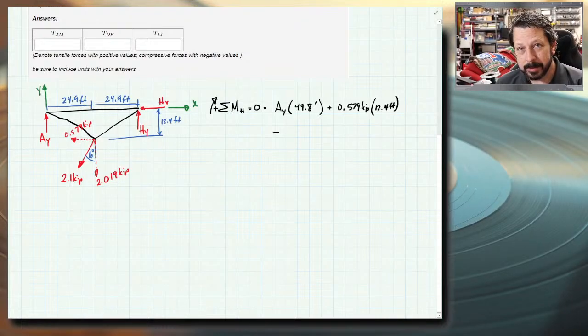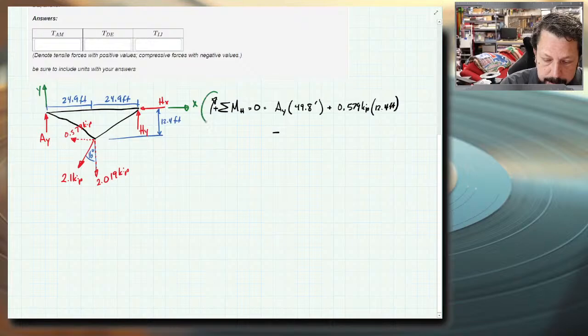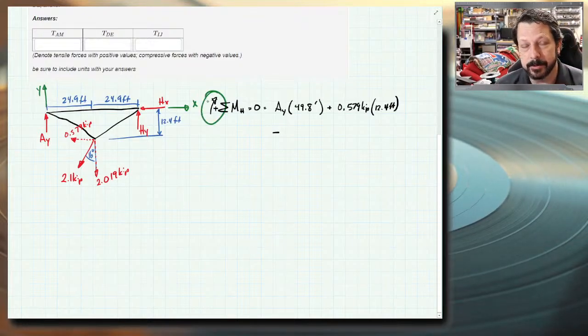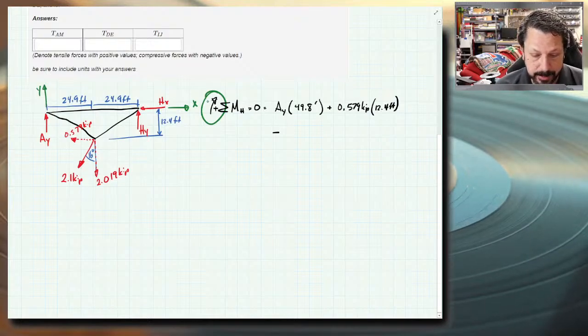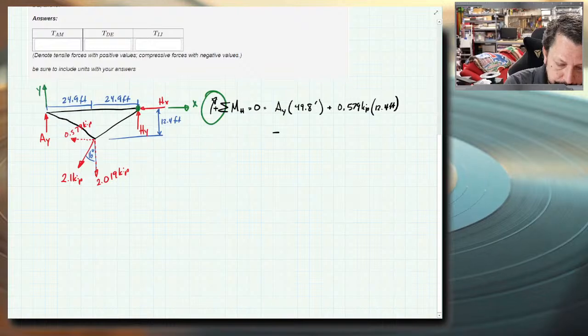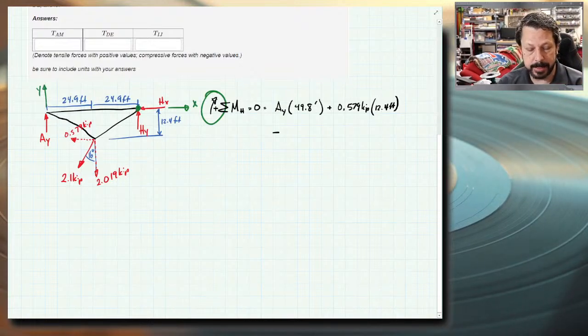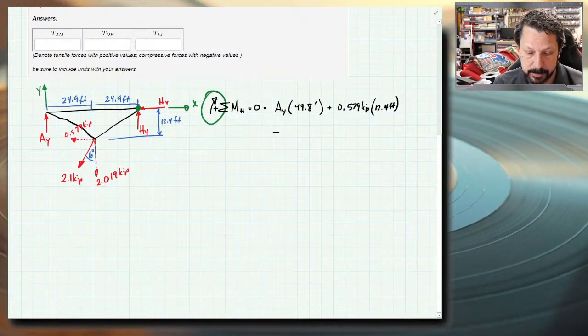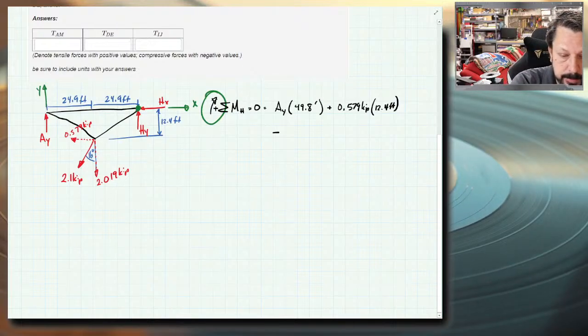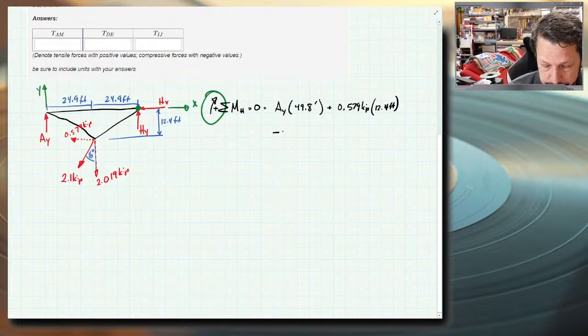But since I'm writing summation of moments, the positive and negative is determined by the sense of the moment, not the direction of the force. And so these two components, one of them is actually creating a clockwise moment about point H. The x component would create a clockwise moment about point H. And the vertical piece, the y component, creates a negative counterclockwise moment. And so that's where this negative sign is coming from.